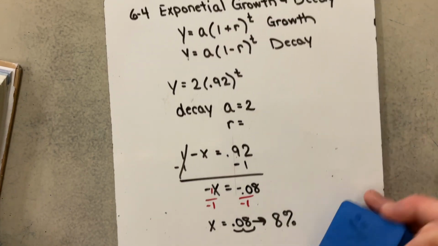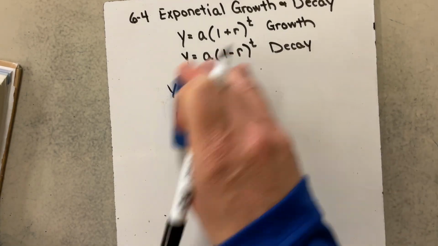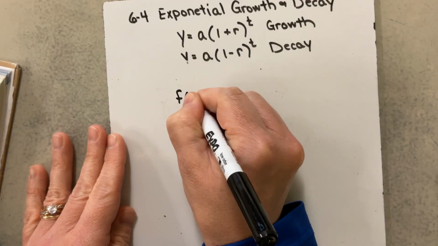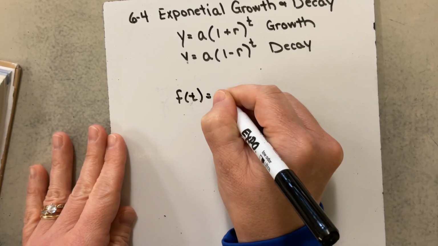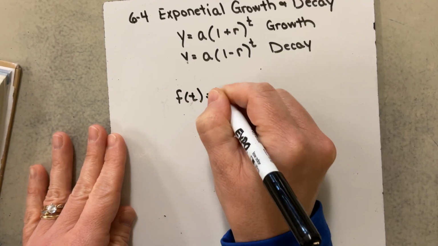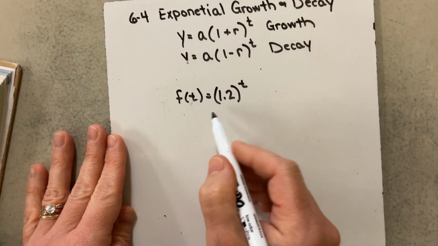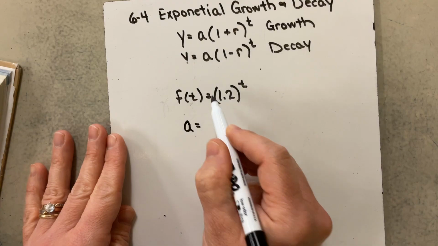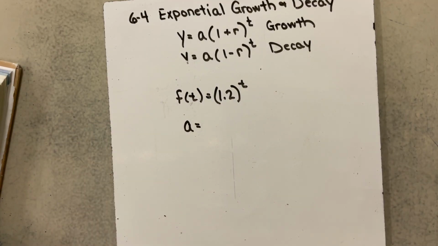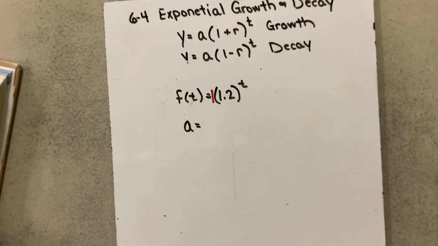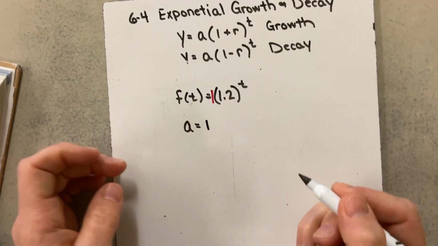Let's look at another one and see if we can figure out if this is growth or decay. So f of t equals 1.2 to the t. Okay. So what is my initial value here? Yeah, that one would actually just be 1. Okay, it's understood. We don't have to write it.